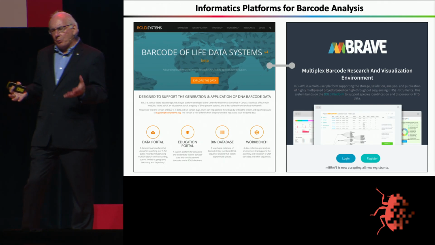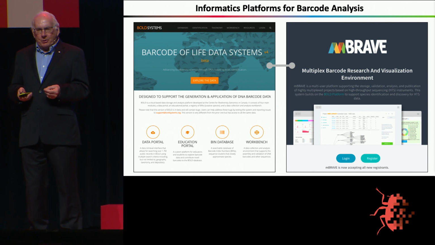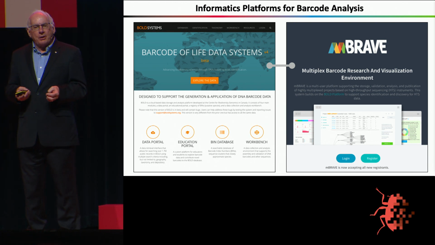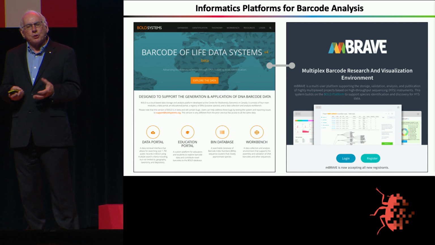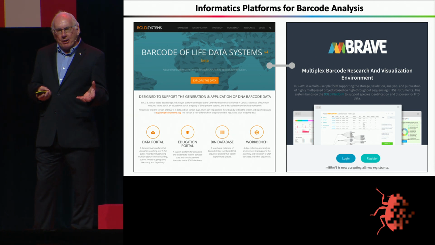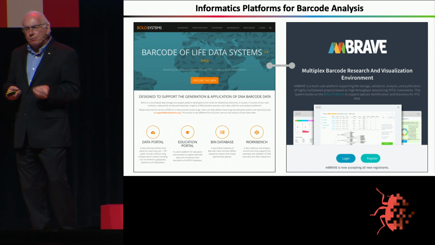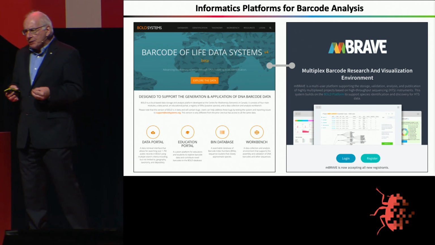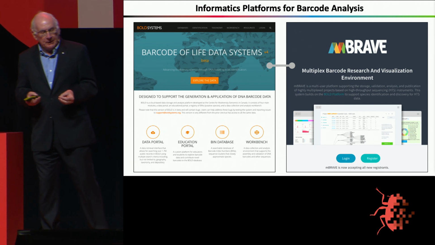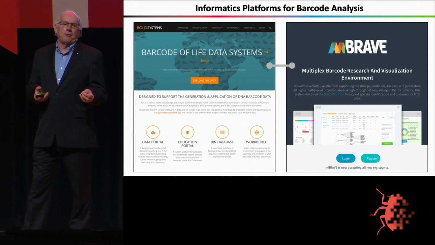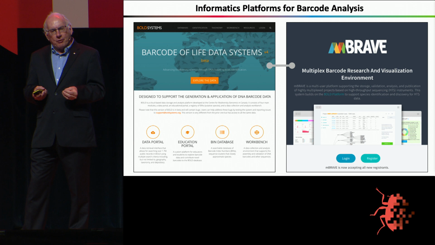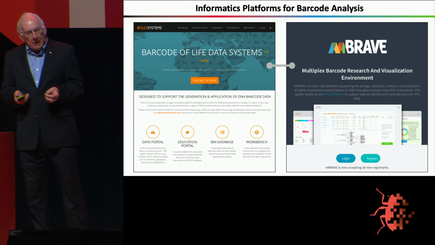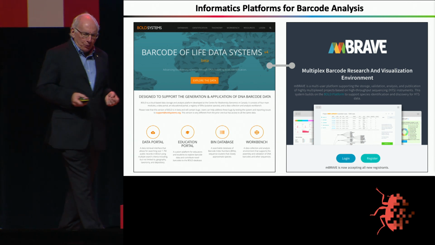You need to do something with the data. And of course, we've been working hard, the iBOL community has been working hard to develop 2 platforms. One is the Barcode of Life data system, which has been around since 2004 and has been gaining power since then. And mBrave is the new platform that's been developed to deal with the flood of data from the high throughput sequencing platforms. It interfaces with BOLD.